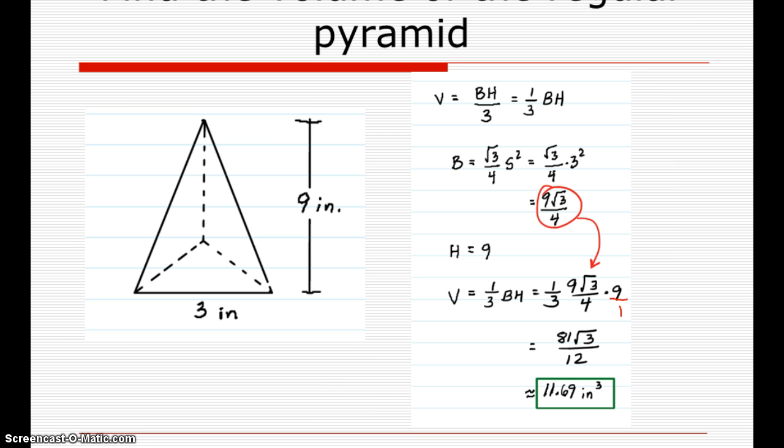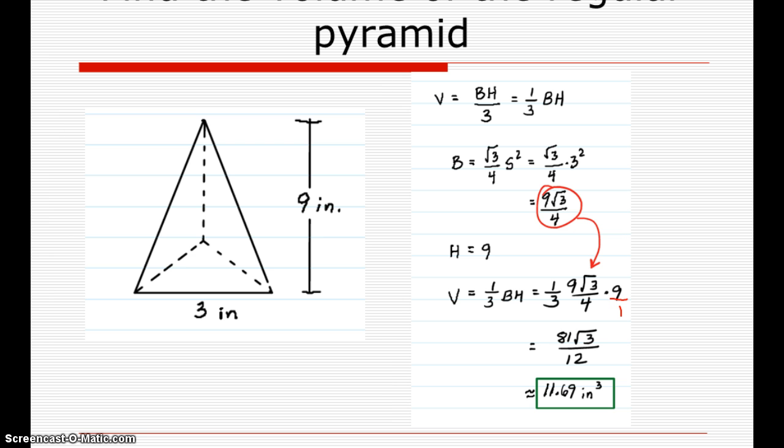equation. So now we have 1/3 times the base area, which we just found out, multiplied by the perpendicular height, which is 9. Okay, at this point, you'll already have the decimal in your calculator, or you would write 81 times the square root of 3 equals, and then divide by 12. If you've done it correctly, you should have 11.69 inches cubed.